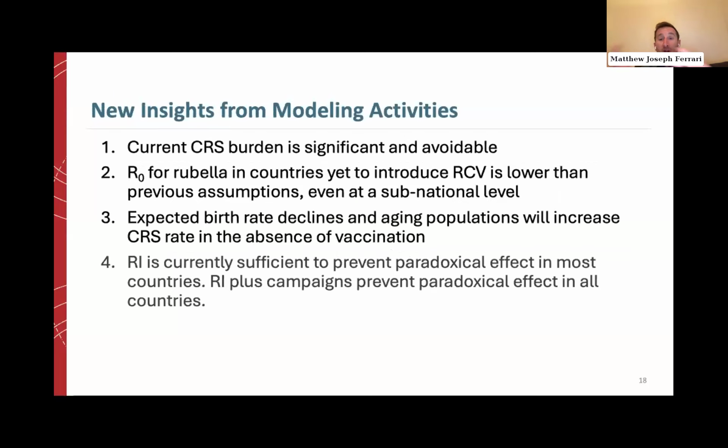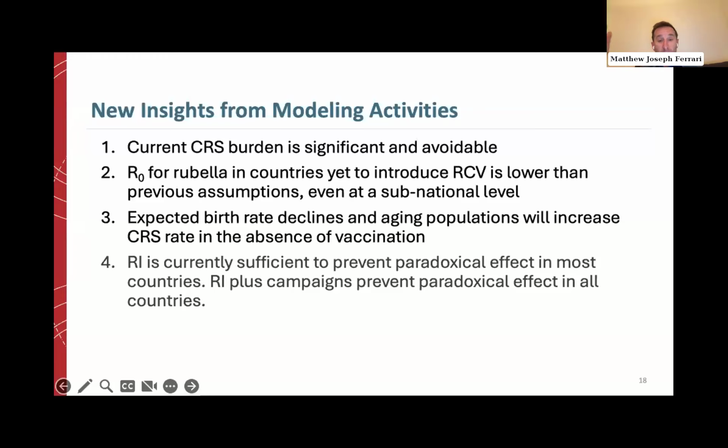So collectively, the results of these new activities indicated a bunch of critical points that were considered for the change in policy. First, that the current CRS burden is significant and avoidable with vaccination. That the R0, or transmission rate, for rubella in countries yet to introduce RCV is in fact lower than previously assumed, even at the subnational level, which reduces the risk of the potential paradoxical effect. That the expected birth rate declines and aging populations in many of the countries that have yet to introduce would in fact increase CRS rates over time in the absence of vaccination.